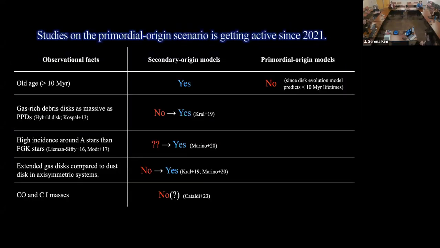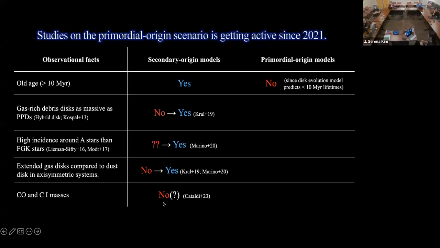And this step summarizes whether secondary origin models and primordial origin models explain the observational facts obtained so far. The starting point is, of course, the old age. The secondary origin model easily explains it because it can produce gas as long as there is a planetary belt. And the primordial origin scenario was thought to be ruled out because of the observations and theory. Secondary origin models have been developed extensively, and they hit walls explaining several observational facts, but they managed to come up with ideas to explain those facts after all.